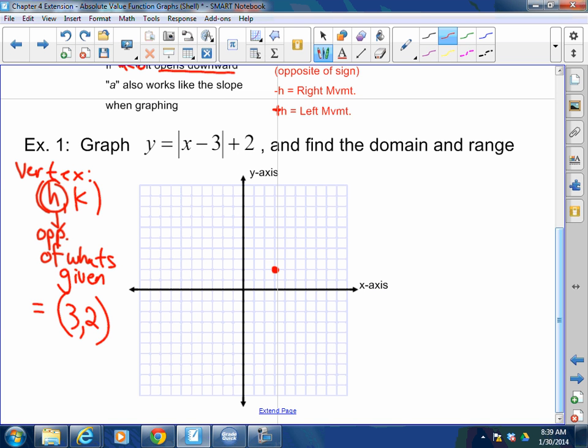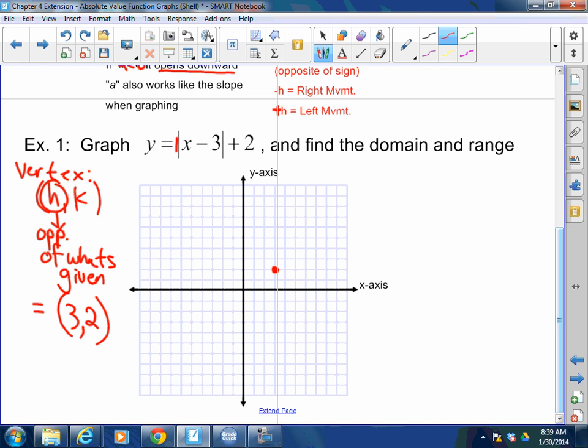Just for giggles, what's the A here? What's the A? 1. Very good. It's invisible. So there's a 1. What did I tell you that A also acts like? It's also a slope, right? So this is positive. So am I going to be pointing upwards or downwards? Okay. And the slope is 1, correct? So please, don't write anything.